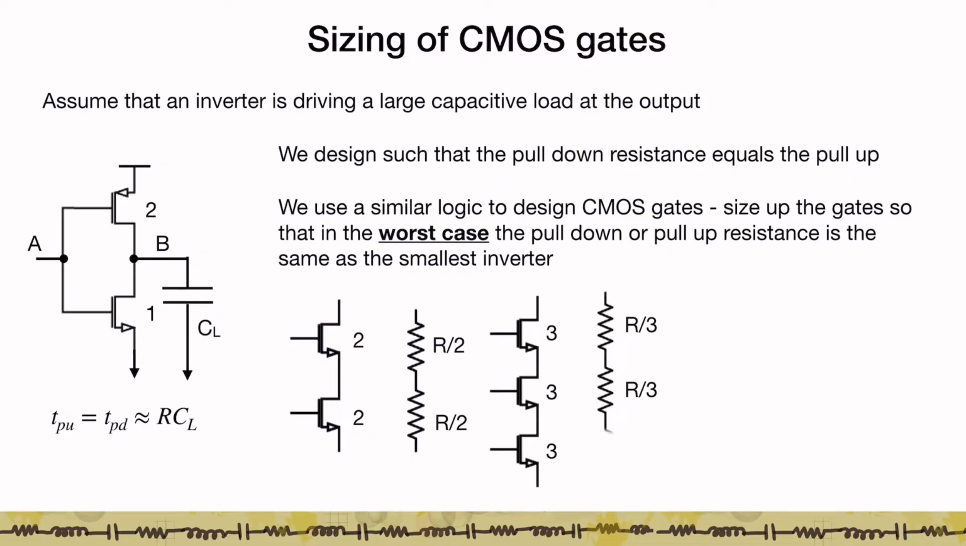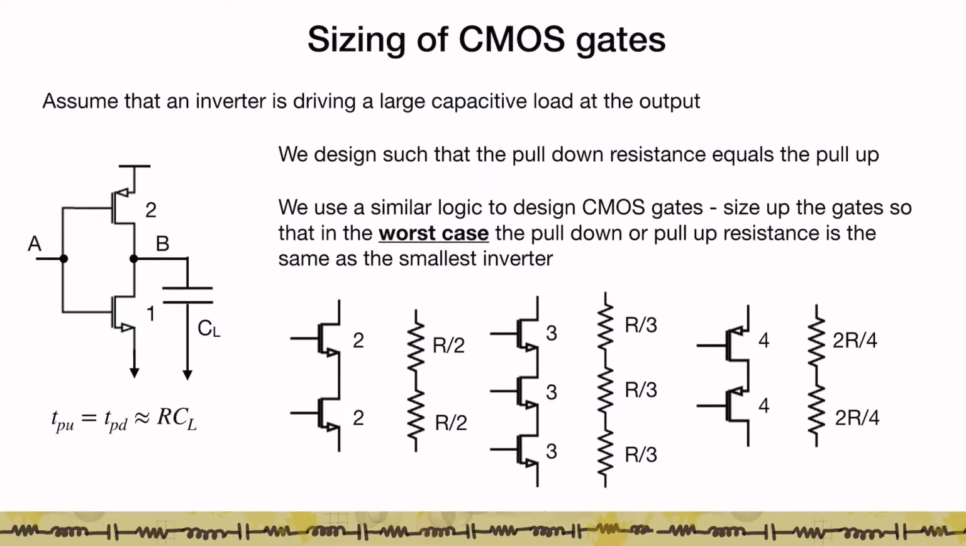So now if I extend this to a stack of 3 NMOS transistors, then again to ensure that the net resistance in this stack is R, I'll size the transistors in such a way that every transistor contributes an R by 3 to the resistance, which means that each transistor will have a size of 3, that it is going to be 3 times as wide as the NMOS transistor in the inverter.